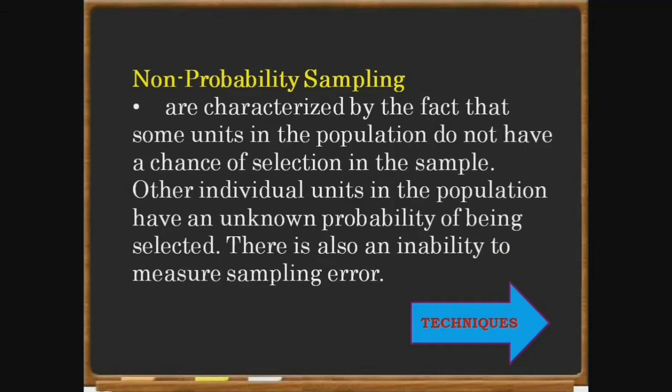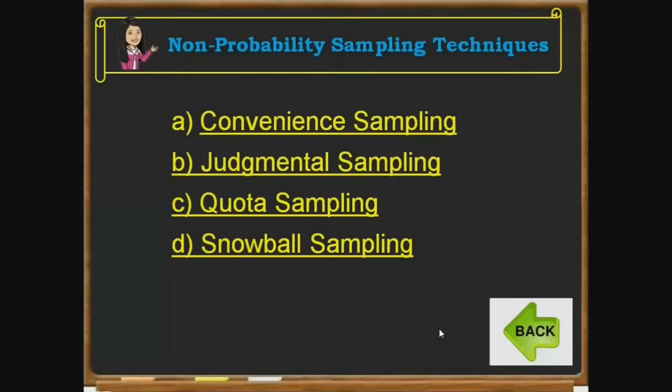not all people have equal chance of being selected. Meaning, kung sino lang yung available, kung ano lang yung kailangan mo, that will be your sample data. So, dito sa non-probability sampling, may bias approach sa pagkuha ng sample. So, it has four types, the non-probability sampling techniques: convenience sampling, judgmental sampling, quota sampling, and snowball sampling.